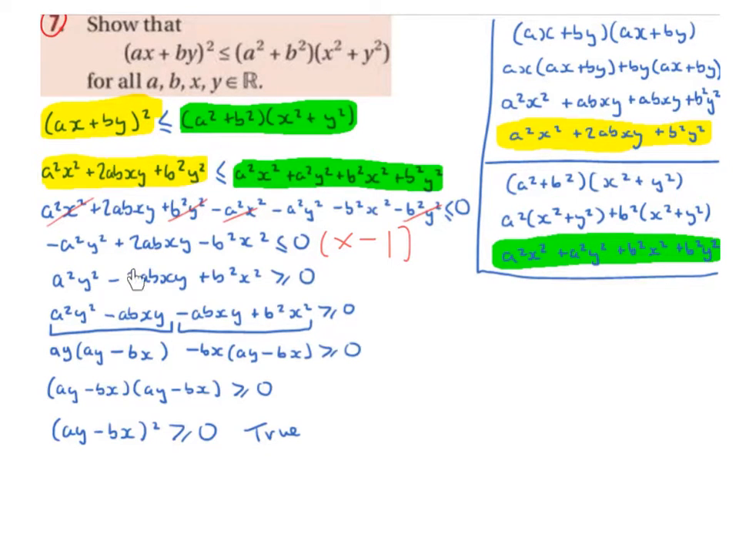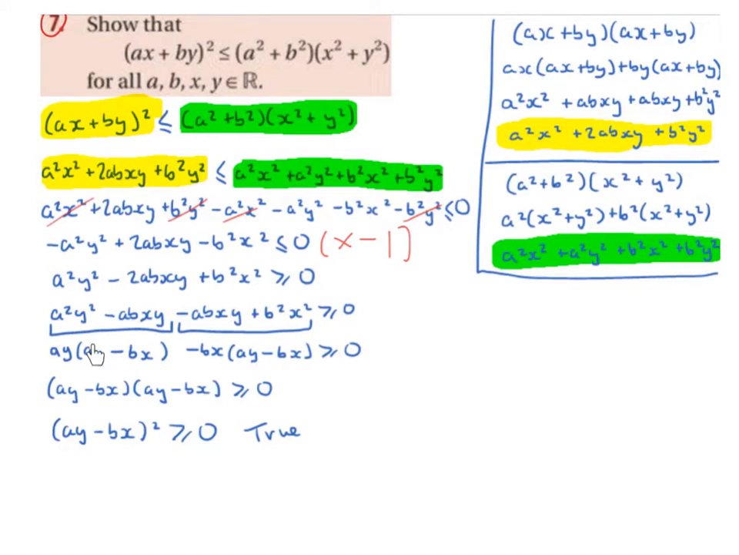So now I'm going to break apart the minus 2abxy, and it's going to be minus abxy minus abxy. I still have the a²y² in front, and I still have the b²x² at the back, and that's all greater or equal to 0. Now I'm going to do factorization by grouping. So I'm going to factorize a²y² minus abxy. I'm going to take out the ay as the highest common factor, multiplied by (ay − bx). Then I'm going to factorize minus abxy plus b²x². I'm going to take out the minus bx, multiplied by (ay − bx). And that's all greater or equal to 0.